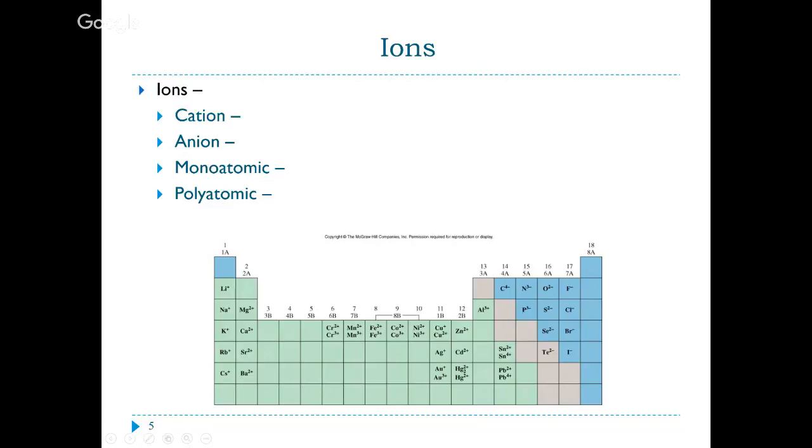Zinc, cadmium, and mercury. Now, mercury is special because it can form a diatomic cation. So it's actually polyatomic. There's more than one atom there. And this is what we would actually call mercury 1 because you have 2 atoms with an overall charge of +2, which means each individual mercury atom has a charge of +1.